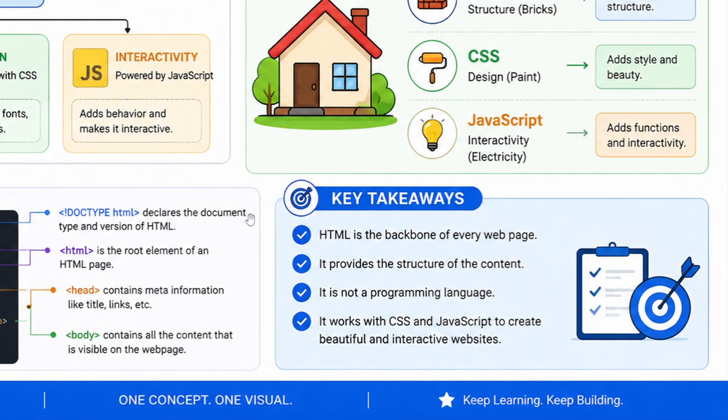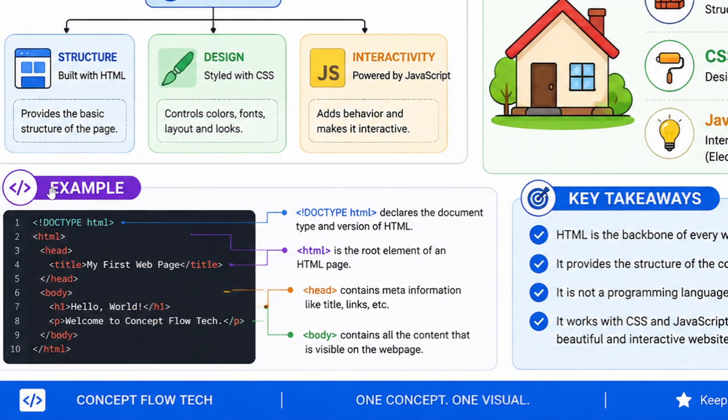So here you can see the code structure. For example, this is the basic structure of HTML. This doctype declaration declares the document type and the version of HTML. You can see here, this is the simple diagram. In the head, we can add one title, which you can see.